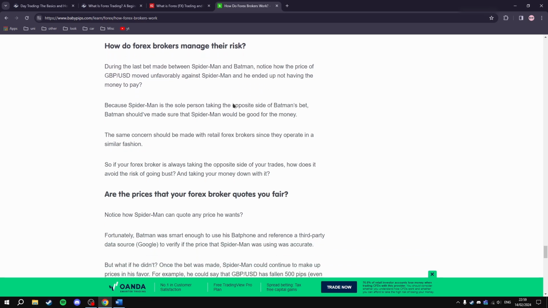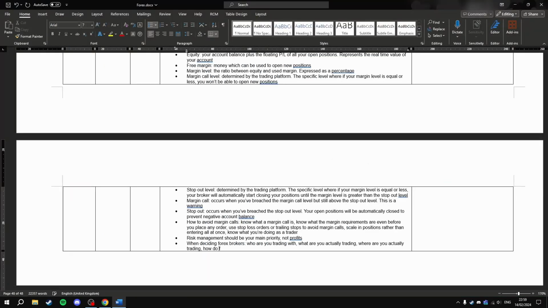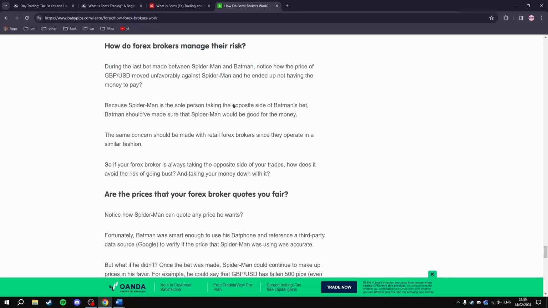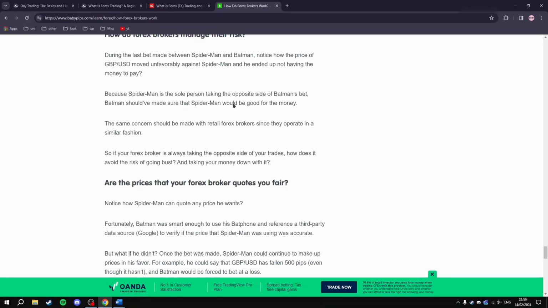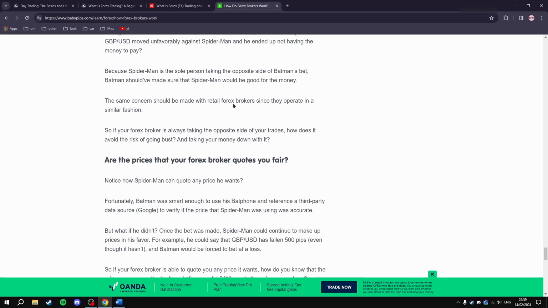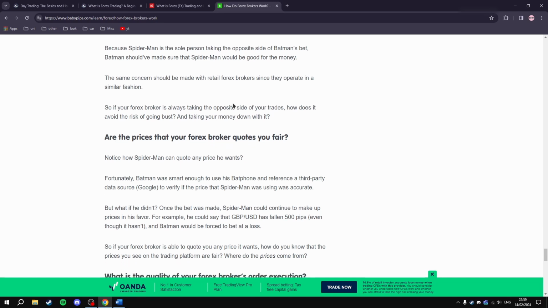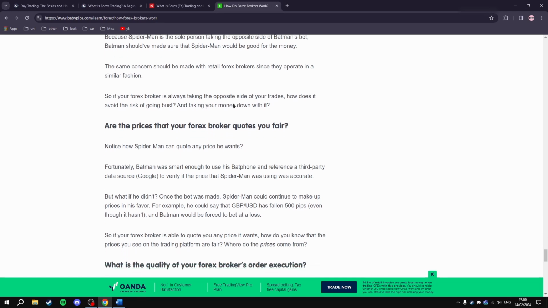How do Forex brokers manage their risk? During the last bet made between Spider-Man and Batman, notice how the price of GBPUSD moved unfavourably against Spider-Man, and he ended up not having the money to pay. Because Spider-Man is the sole person taking the opposite side of Batman's bets, Batman should have made sure that Spider-Man would be good for the money.